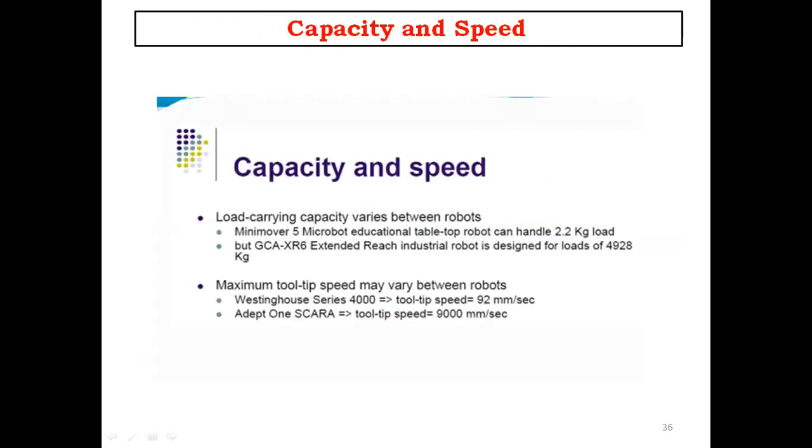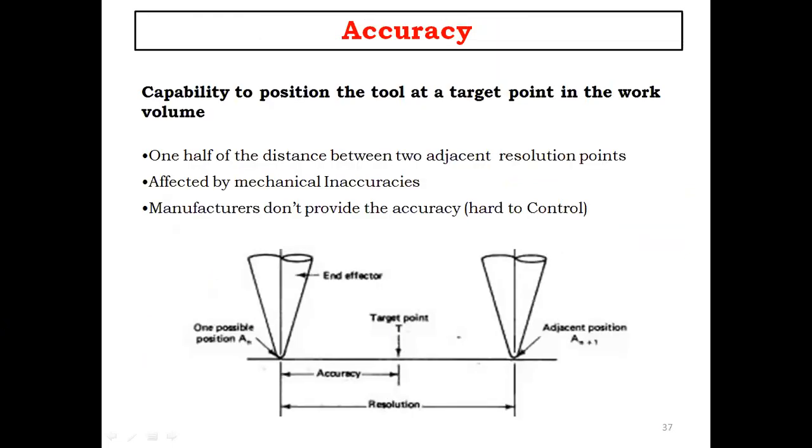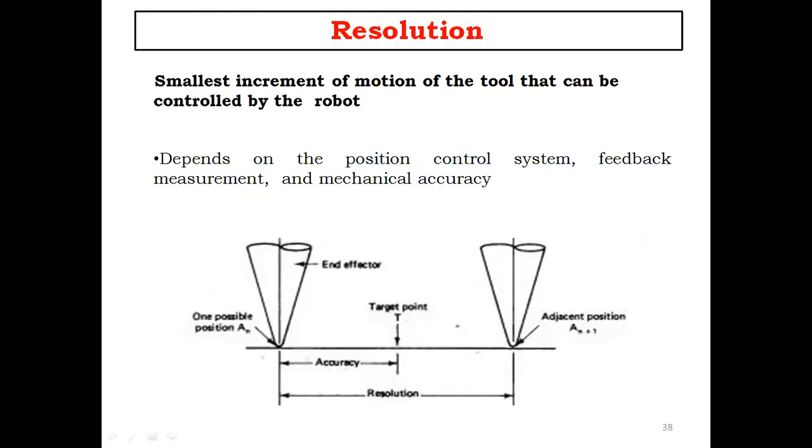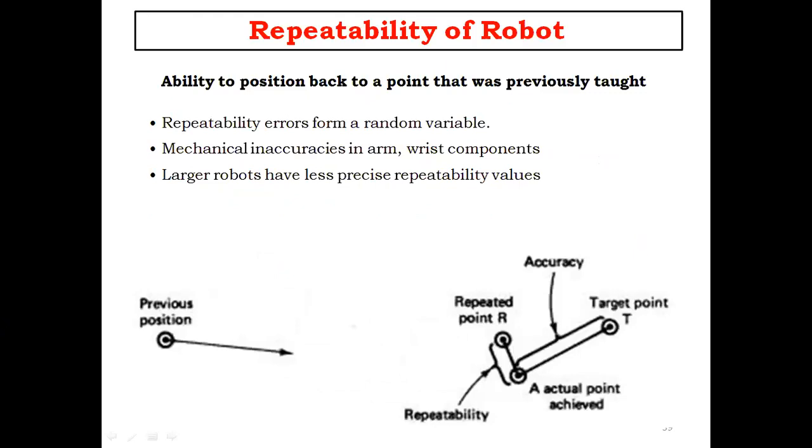Next, capacity and speed: it can handle 2.2 kg, and the speed is 92 mm per second. Accuracy is the capability to position the tool at a target point in the work volume, which is one half of the distance between two adjacent resolution points. Resolution is the smallest increment of motion of the tool that can be controlled by the robot. Repeatability is the ability to position back to a point that was previously taught.